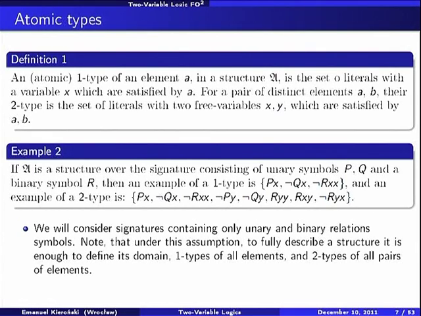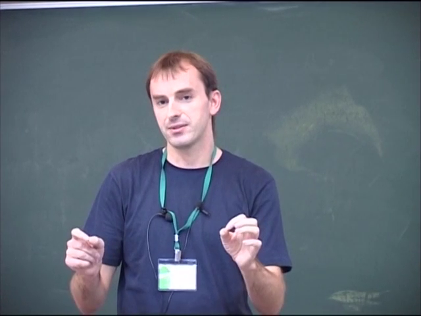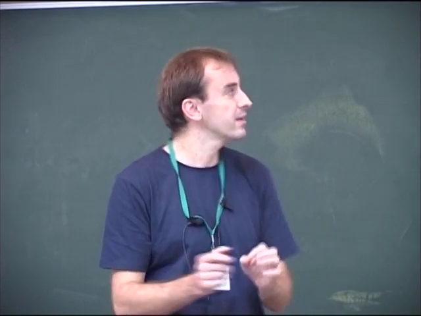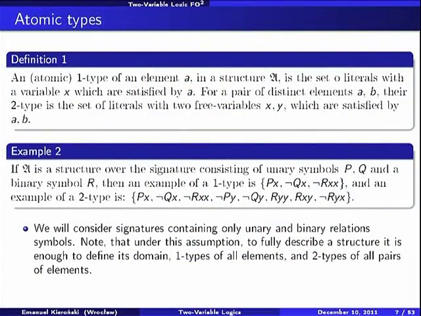Similarly, we have a notion of an atomic two type, which gives complete information about a pair of elements and connections between this pair of elements. So, for example, the two type has two free variables, x and y, and we may say that P is true at x, Q is not true at x, not R(x,x), and at y, P is not true, Q is not true, R(y,y) is true, R(x,y) is true, and not R(y,x). So, in our constructions, we will consider only signatures consisting of unary and binary relation symbols.